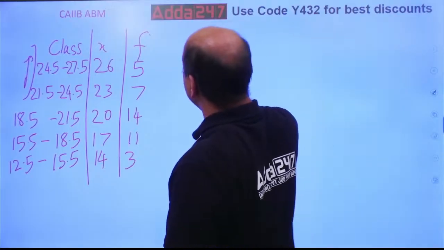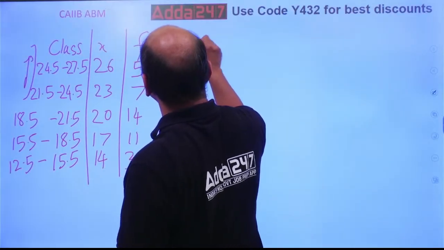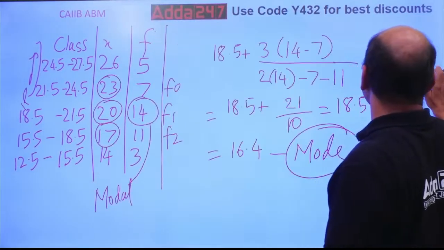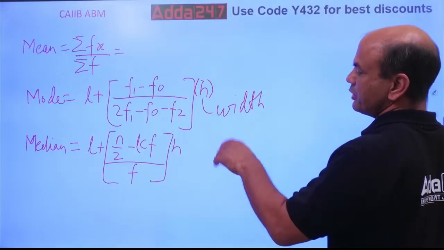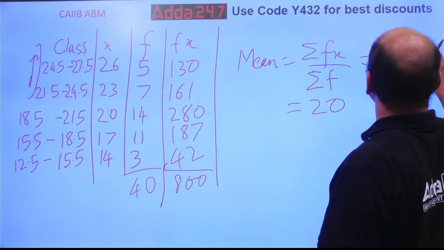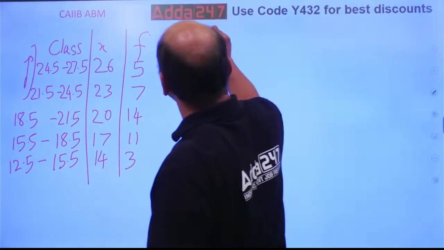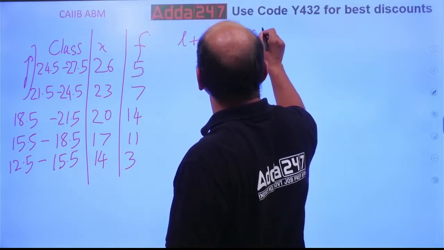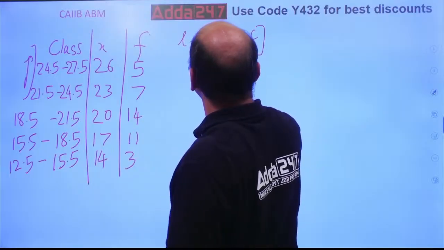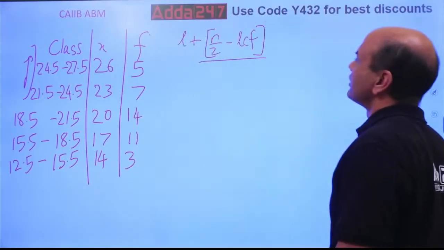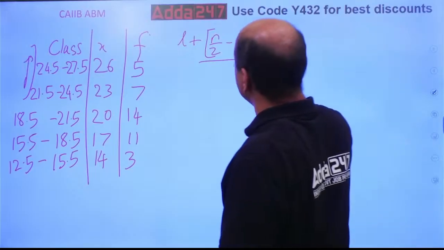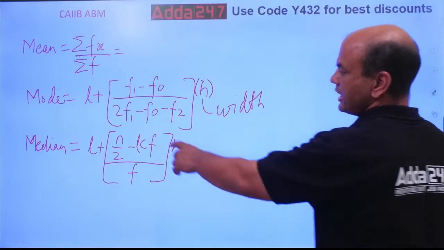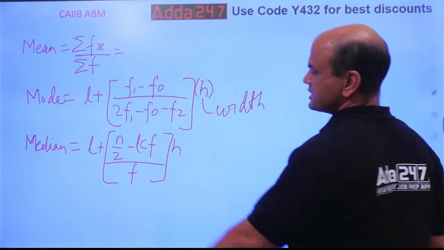Okay, so L plus, let's write it here. L plus n upon 2 minus LCF upon F into H. N upon 2 minus LCF, less than cumulative frequency, upon F into H, right? That was it, no? N upon 2 minus LCF upon F into H.